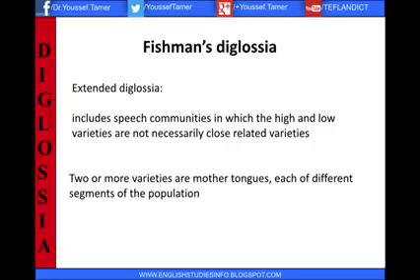So Fishman takes this concept of diglossia and extends it. Okay, he extends it because he noticed that there are some other speech communities where we have diglossia in a different way. So he's talking about a kind of extended diglossia. Extended diglossia. He says that extended diglossia includes speech communities in which the high and the low varieties are not necessarily closely related varieties.